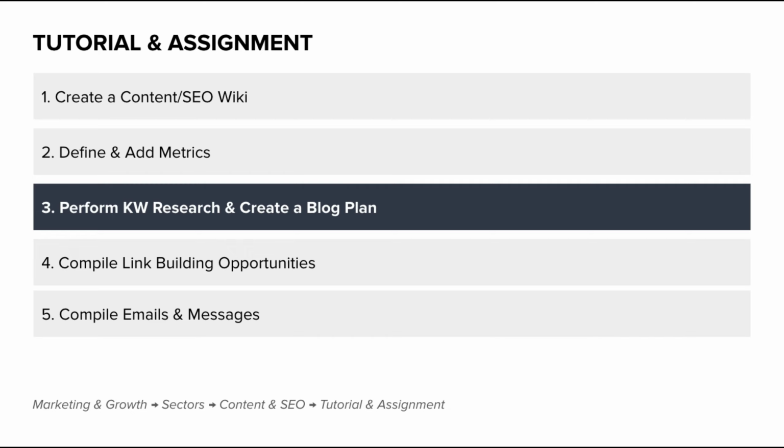Once that's done, create a blog plan outline. Outline content topics, publication dates, potential authors, and ensure the blog plan is in sync with your keyword research and overall content strategy. Use our system to plan out your posts.